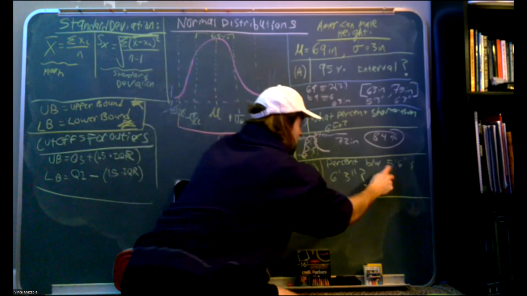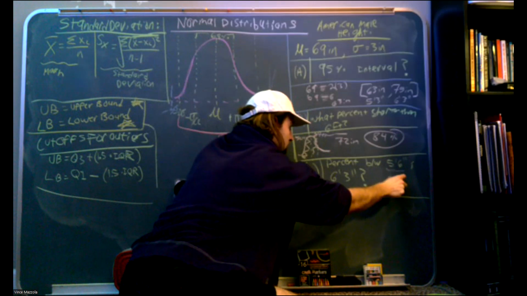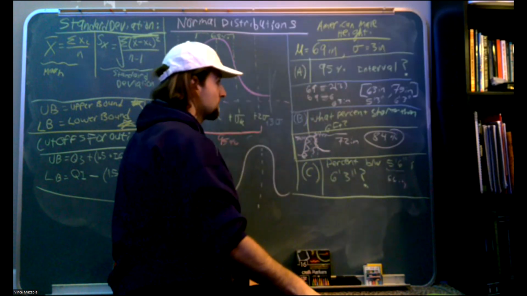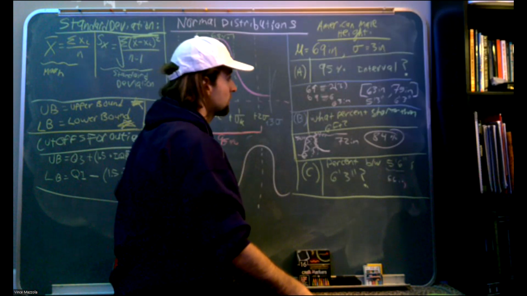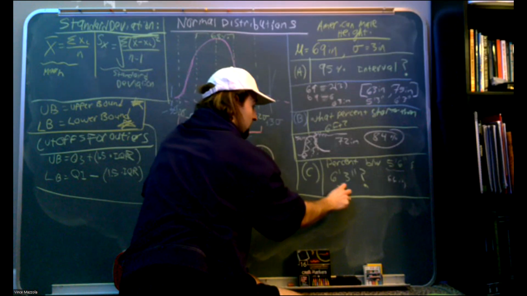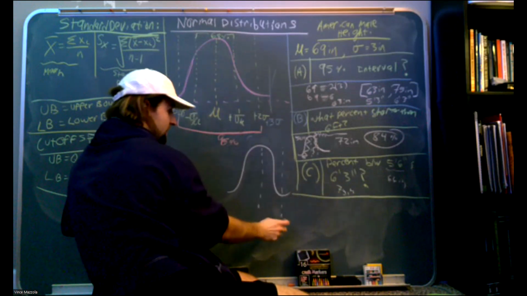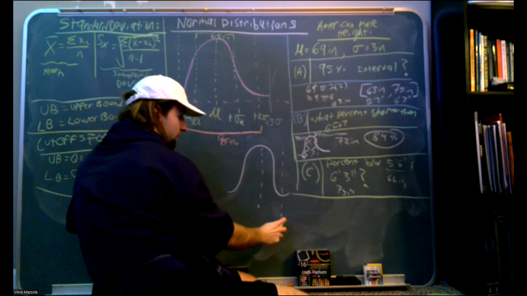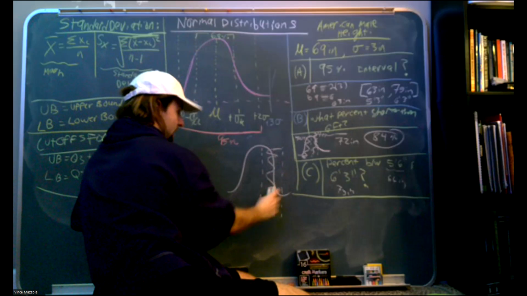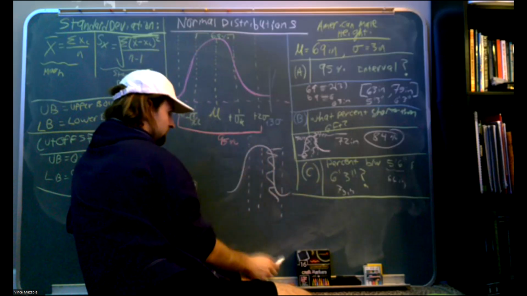So this is going to be 66 inches, meaning one standard deviation below your mean. And then this is going to be 6'3", which is actually right here, 75 inches. So here, this is 2 standard deviations above, right here. And then that is 1 standard deviation below, right here.